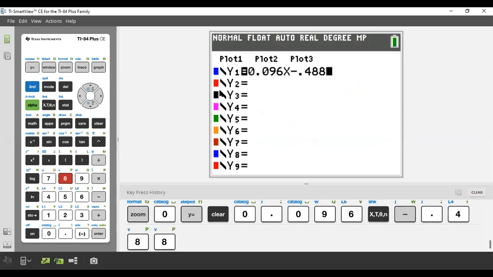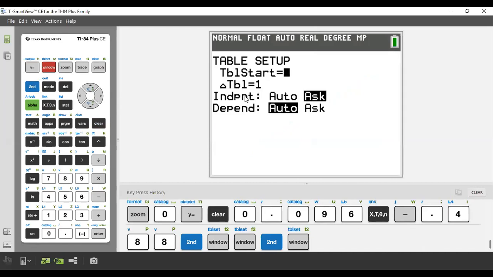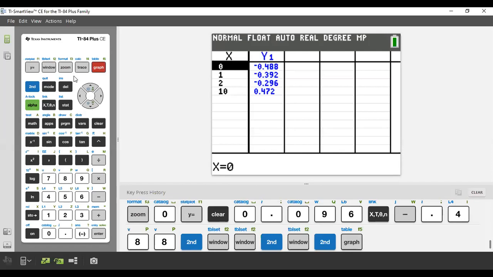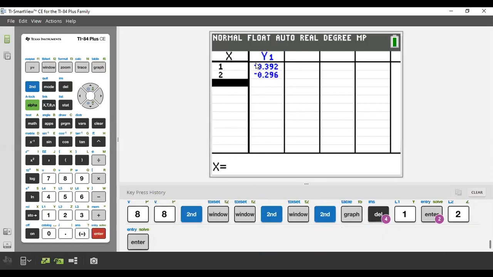What I want to see is what happens every year, and what happens every 10 years. So what I would do is go to my window, and I would set this independent variable to ask, and then I would go look at my table. All right, let me get rid of all of this stuff so I can show you exactly what I want to do. In 1 year, let's say it would be negative 39 cents. If I increase it by 1 year, what happens? It looks like it's going up by about 10 cents. It's going up by about 10 cents.